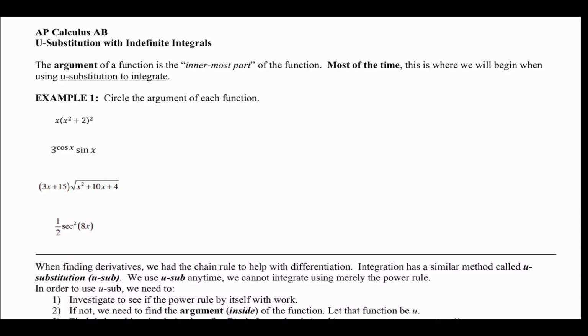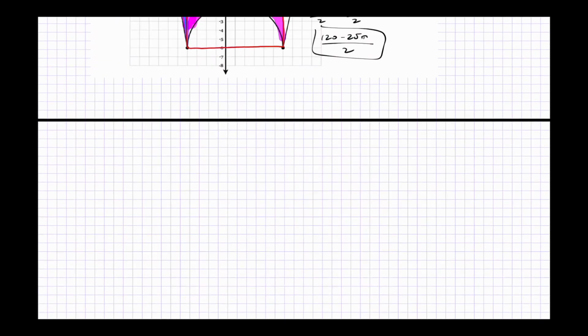So the argument is the innermost part of a function. Innermost part. Most of the time when we do U-substitution, we're going to learn about U-substitution in a little bit, but most of the time where we start with U-substitution is what's called the argument of a function. It's the innermost part. The innermost part is usually where we start, right? If you're doing an equation, right? If you're doing one of these guys, something you guys have done probably a long time ago.